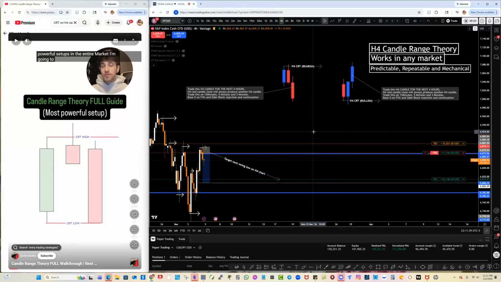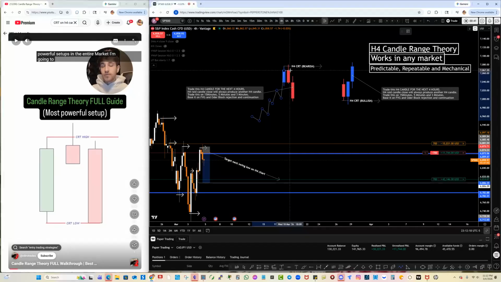So this is candle range theory, and I backtested a lot and found out there's a glitch in the market, most especially on H4, that is higher time frame, 4 hours of the chart. When the price is going up, going up, going up, and forms this kind of candle, then closes bullish.